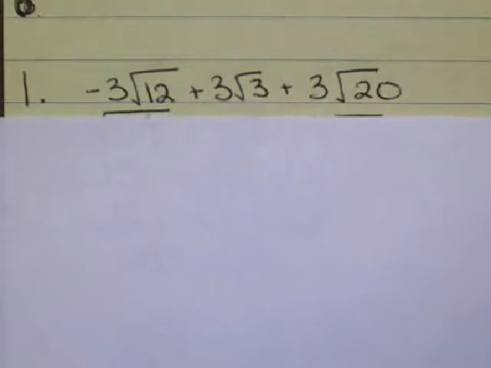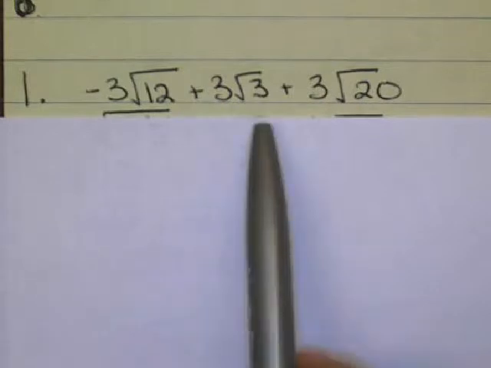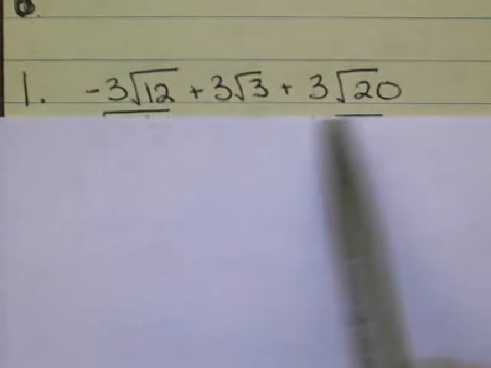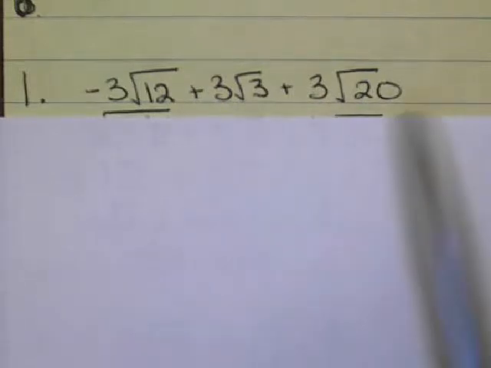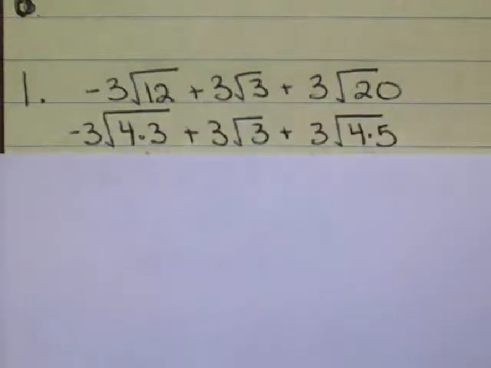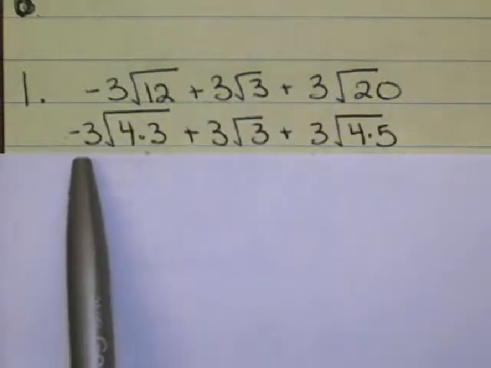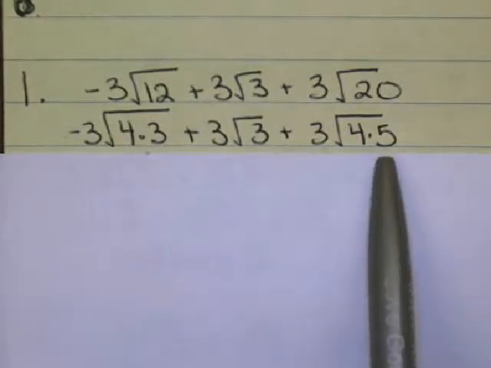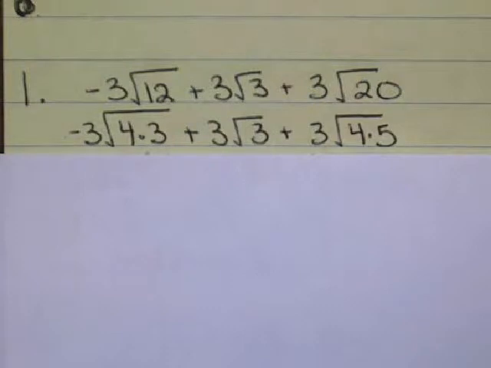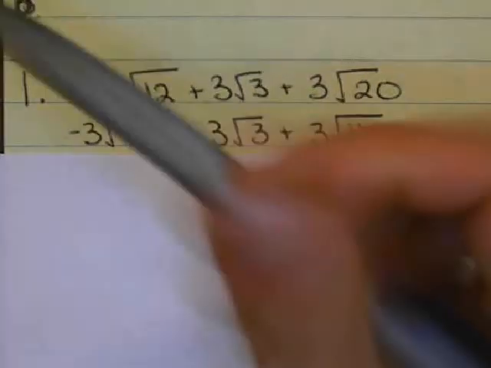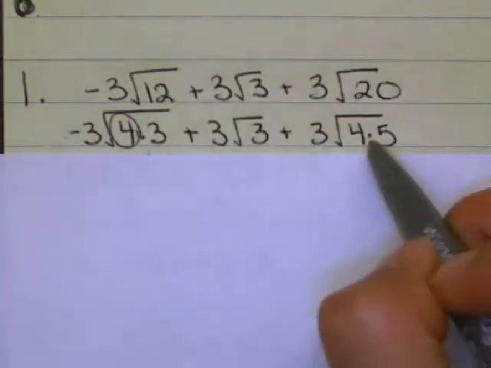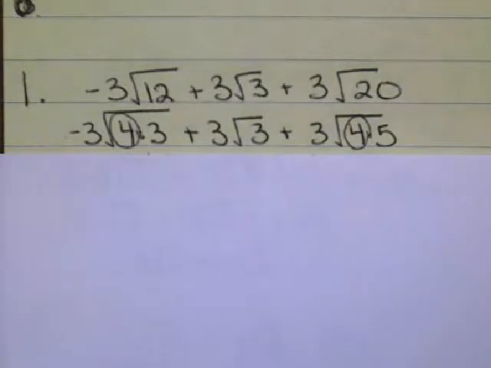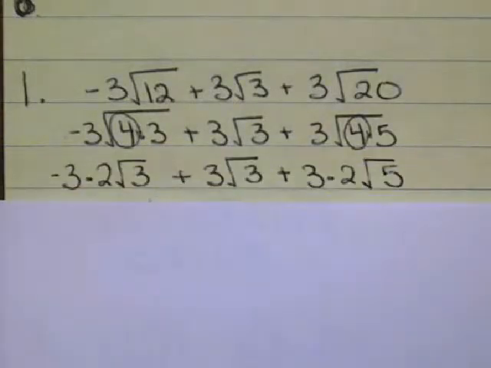So in 12, there's a perfect square of 4 and 3. 3 doesn't have a perfect square, and 20's perfect square is 4 and 5. So I rewrite that. I leave the negative 3 on the outside, 4 times 3 here, leave that alone, and 4 times 5 here. The 4 gets to come out because it's a perfect square, so is that one there. Now again, when they come out, they multiply.